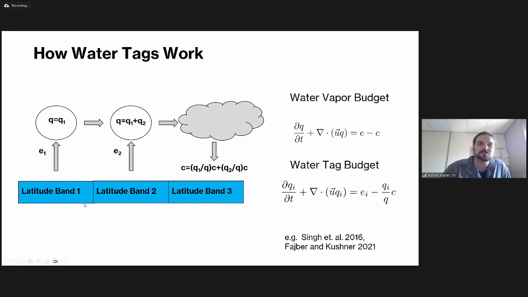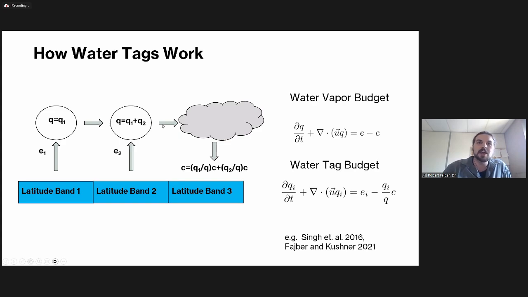There's 8 of them, but I'm just showing a couple here. And basically over each latitude band, whenever we have evaporation, in addition to adding water vapor, we'll add some tag. And that tag will basically remember where that water vapor came from. So if we're in latitude band 1 and we have some evaporation, we'll tag that water vapor Q1. Then if we go over to latitude band 2, we have some new evaporation, we'll tag that water vapor Q2.